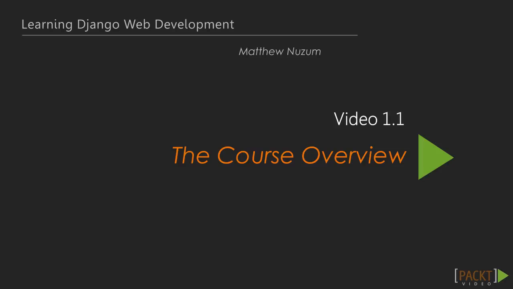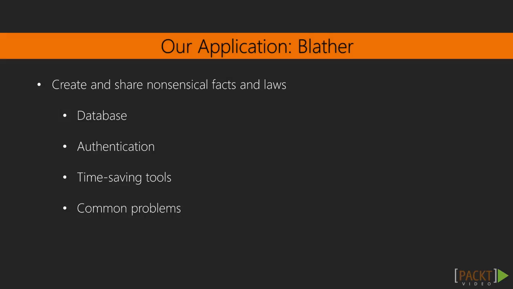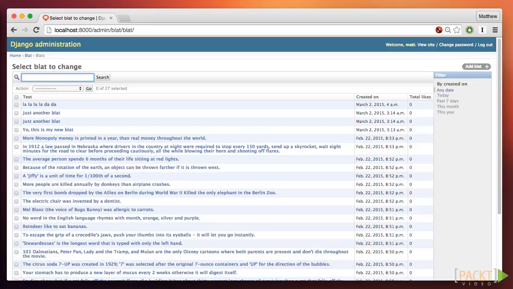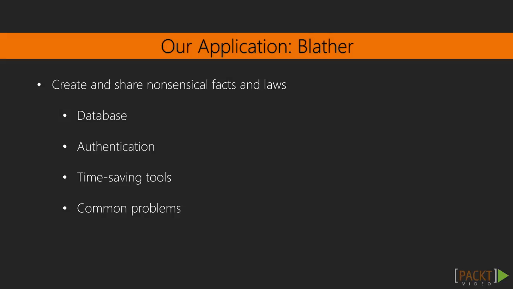In this course, we'll get to learn Django by building a simple social media web application. This application will introduce you to many of the concepts you'll use when building real-world projects with Django. We're creating an application called Blather, which is a Twitter-like tool for sharing useless trivia, nonsensical facts, and ridiculous laws. This is a great project for learning Django because it will introduce us to how we store and manage data in the database, authenticate users, and help us learn some of the awesome time-saving tools Django makes available to us.